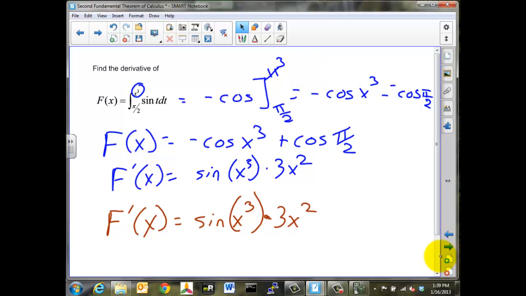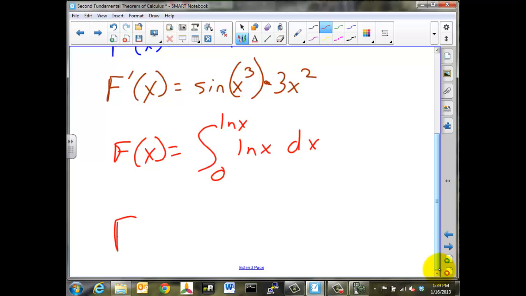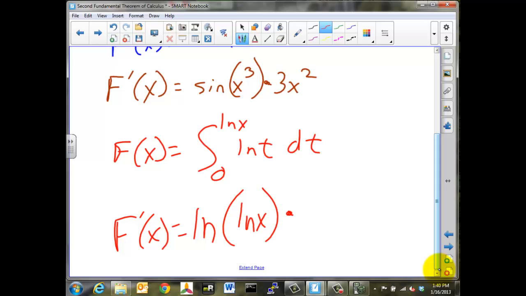Let's look at another one right quick. Same piece of paper. If we've got capital F of x is the integral from 0 to ln of x of the ln of x dx. What is F prime of x? Wouldn't it just be ln x? Second fundamental theorem of calculus says it is this function, ln, evaluated at this number, ln of x, times the derivative of this up here, 1 over x. Did that get any clearer there?